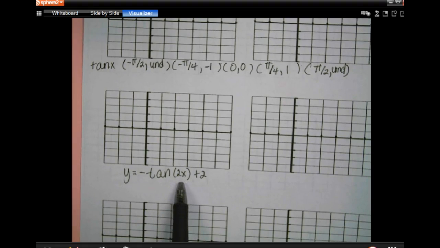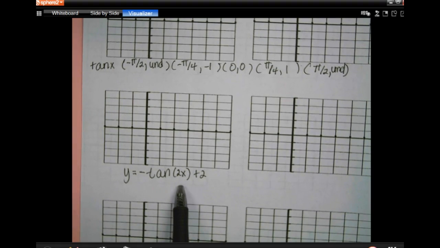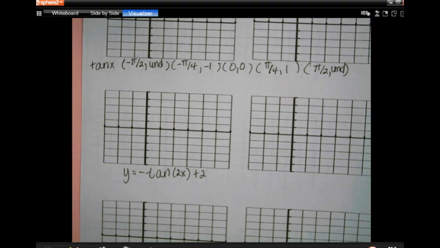The 2x, what does that 2 do? It's the number in front of the x. So what does that do to the period? So we're going to divide the period in half. So it used to be pi, and now it's going to be pi over 2. So it got shorter, right? It went from pi to pi over 2. Yes. It's a horizontal compression.